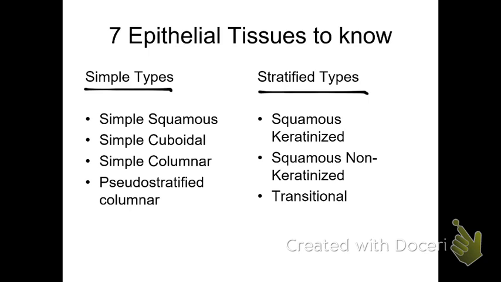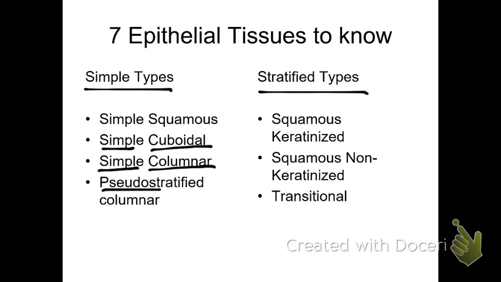So without even looking at these more specifically, if I said a simple squamous epithelium, what are you expecting to see? Right? There's going to be one layer of cells, and those cells are going to be flat, right? Squamous. What about simple cuboidal? Correct. One layer of cells that are cuboid in shape or square in their two-dimensional appearance. Simple columnar. One layer of tall, column-like cells.